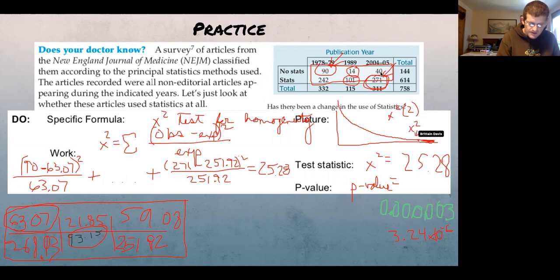And then this area underneath is the p-value. So there we go. That's pretty much all there is to it for showing the picture and showing your work. Hopefully you're good with that.